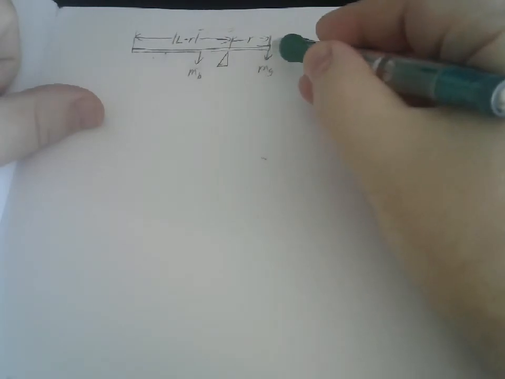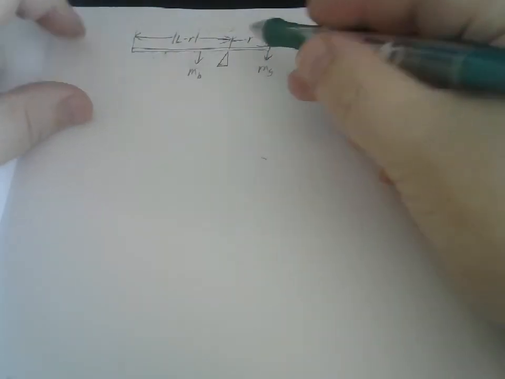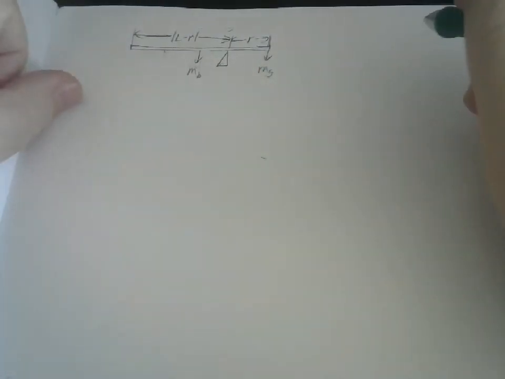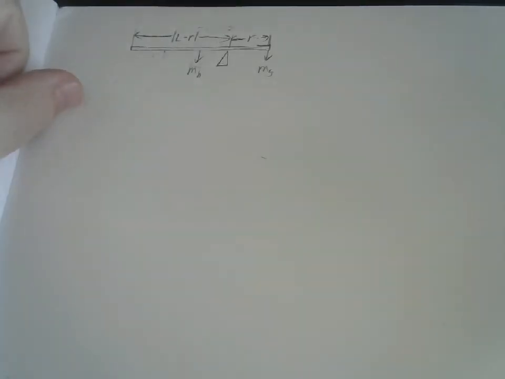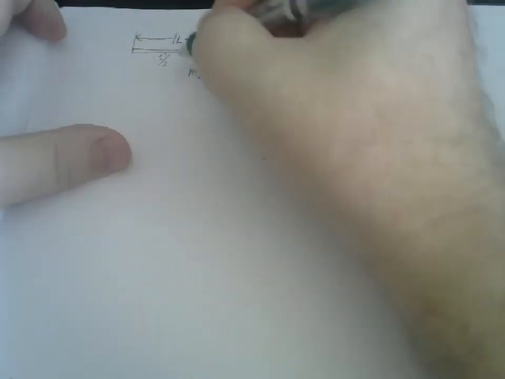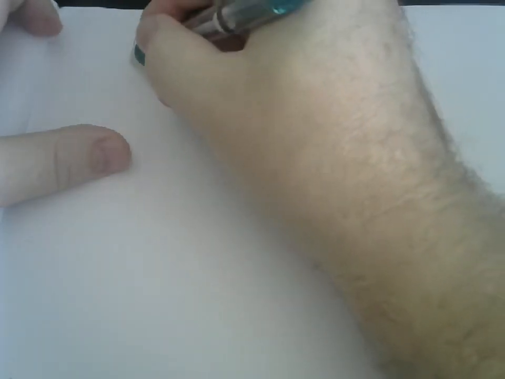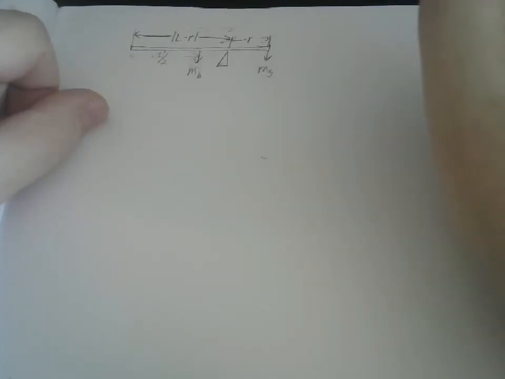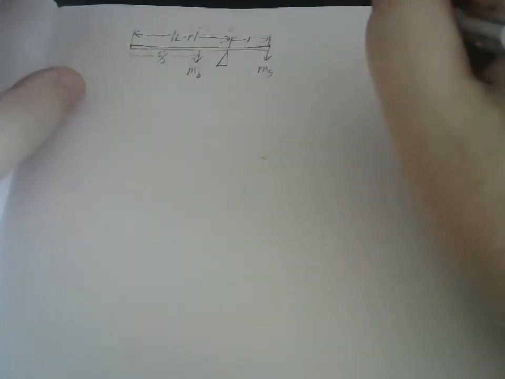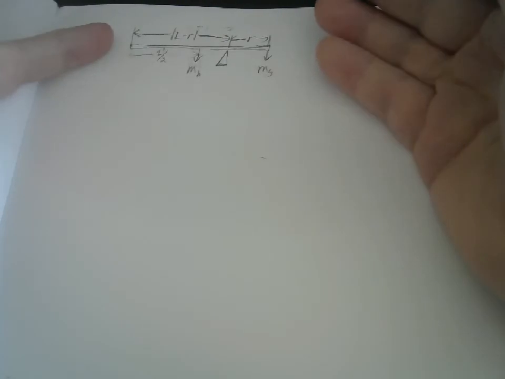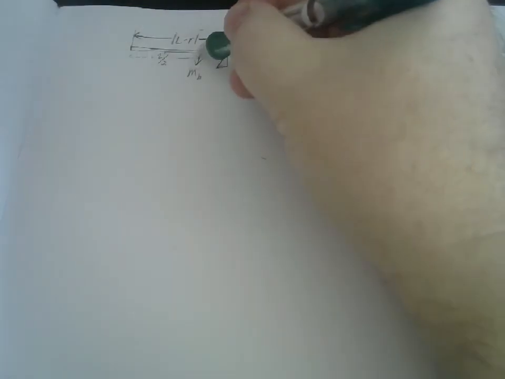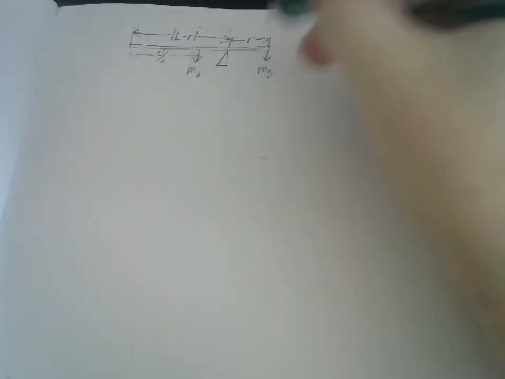On one side, she's sitting R from the end of the board, and if you subtract R from the length of the board, that is the length of the board on the other side. And we also know that this distance here is L over 2 from one end of the board to the center of mass of the board. So what spot do we use as our origin? We could use this as our origin.